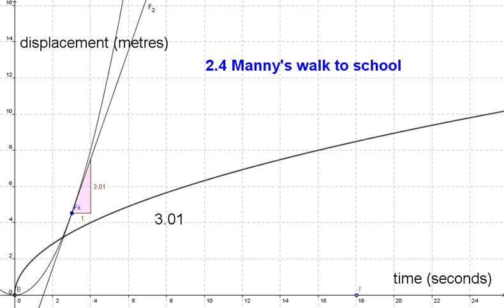Okay, so those are some examples of how we can use graphs, tangents, and instantaneous rates of change to get a lot of information about what's going on in a graph and what's going on in real life.